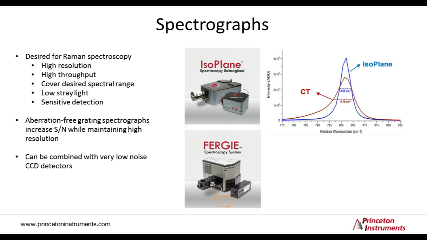Recently, aberration-free dispersive grating spectrometers have shown to be efficient tools for Raman measurements. Aberration-free designs like the Princeton Instruments IsoPlane or Fergie system can increase the signal-to-noise ratio of the measurement while maintaining high resolution. The Raman spectrum on the right, for example, shows a comparison between different spectral instruments. Essentially, lower aberrations increase the ability to more tightly focus light into less pixels on the detector. Also, grating spectrographs are very flexible in that they can be configured with a wide range of different low noise detectors.